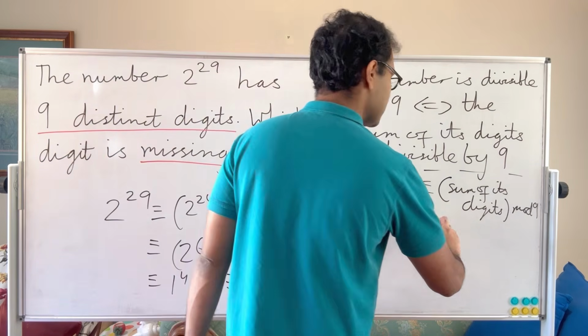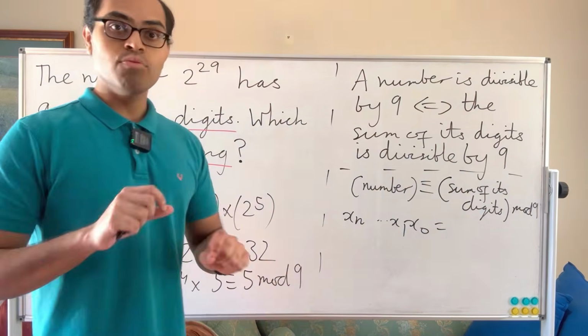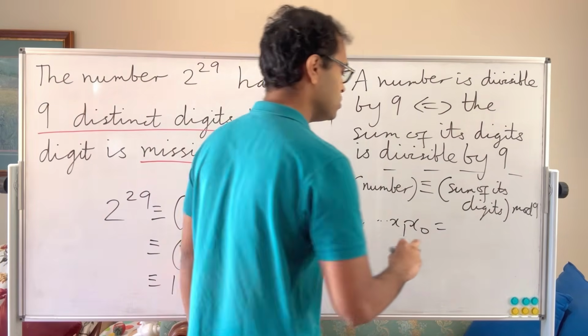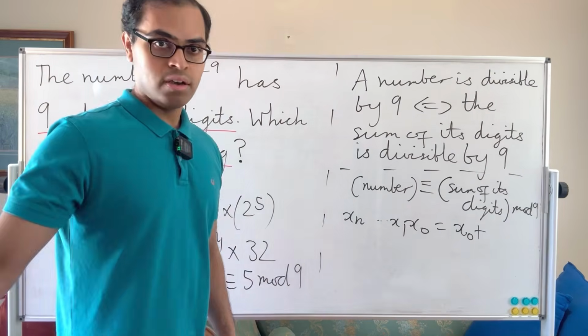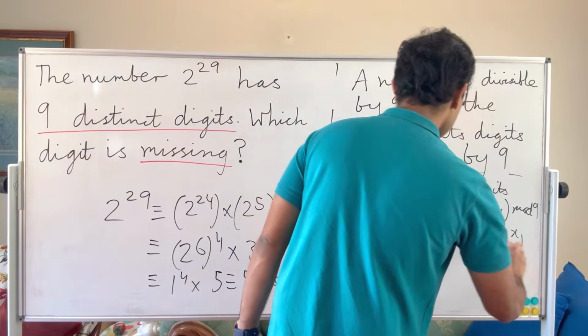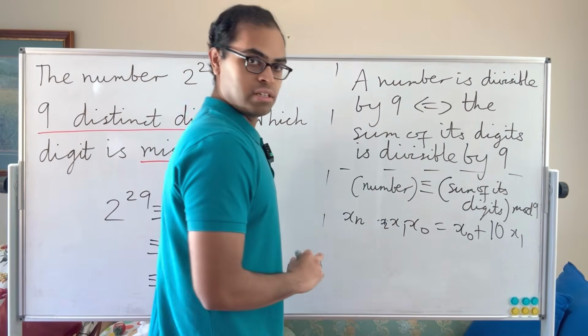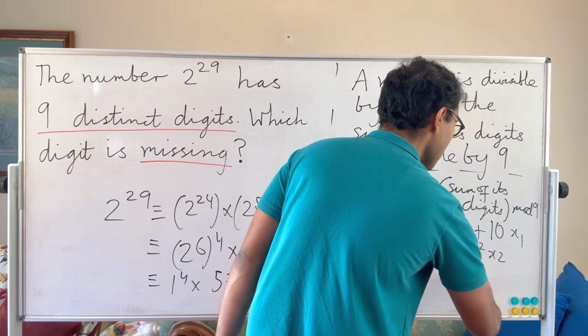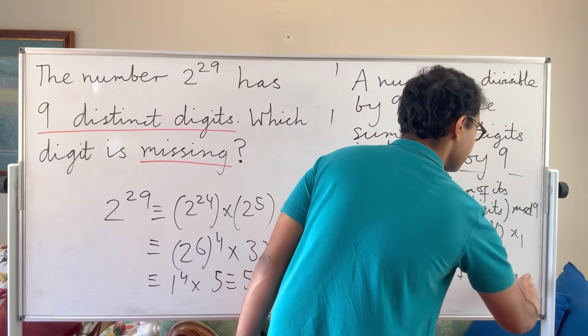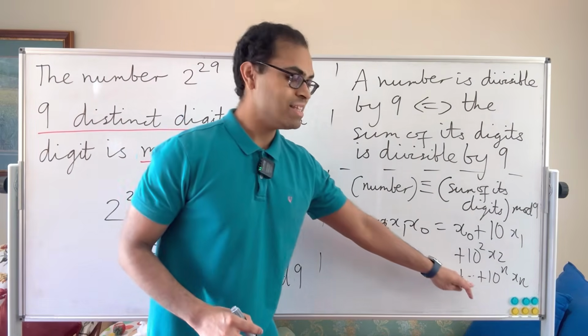Now, when you actually expand this out as a number, what is that equal to? Well, that's equal to x0 plus, this is the tens digit, x1, so it's going to be 10 times x1. x2 is going to be the hundreds digit, so it's going to be 100 or 10 squared times x2, and so on and so forth up to 10 to the power n times xn. So that's what the number is equal to.